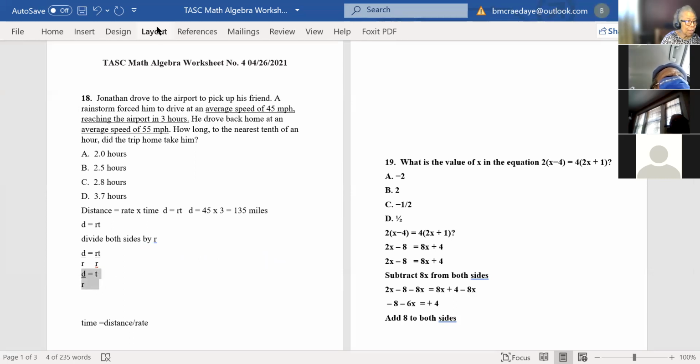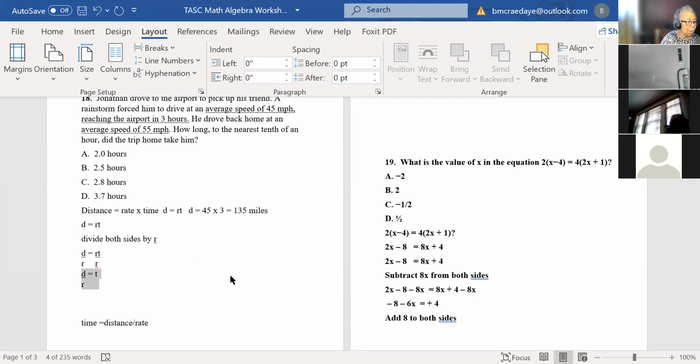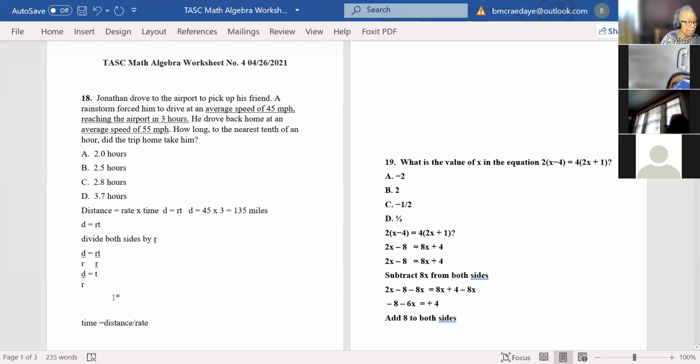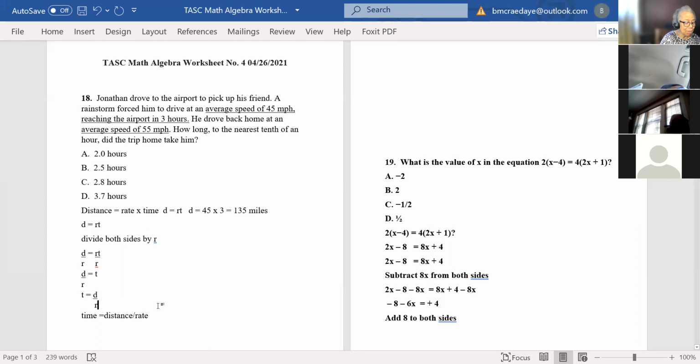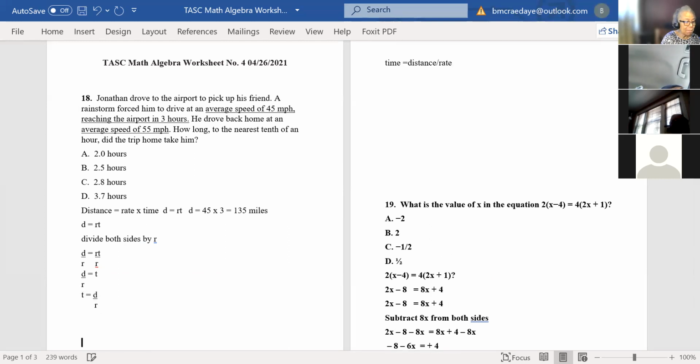Now let's just bring that up a bit. Okay, now, that means let me just reverse this, because we could say D over R equals T, or we could say T equals D over R. So let me just put this divided by R. Okay, so now we have time is equal to distance divided by the rate.